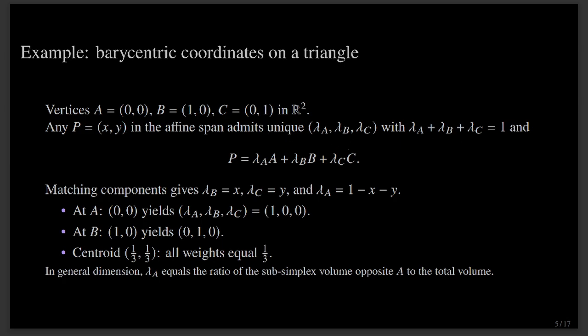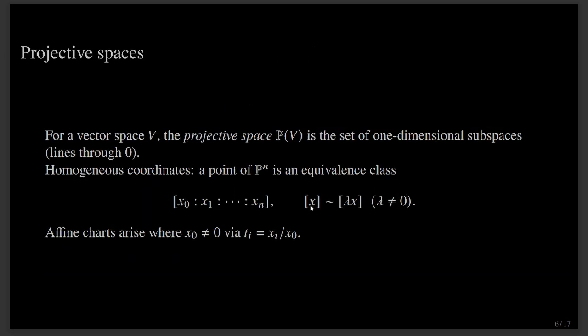And this is kind of like a generalization of convexity, but explicitly we can have x and y and lambda sub a being just this nice parameterization. And what this will allow us to do is calculate the centroid with all weights being 1/3. And in general, lambda equals the ratio of the opposite subsimplex volume to the total volume. And simplices are just these generalizations of triangles, but just the simplest way to connect them.